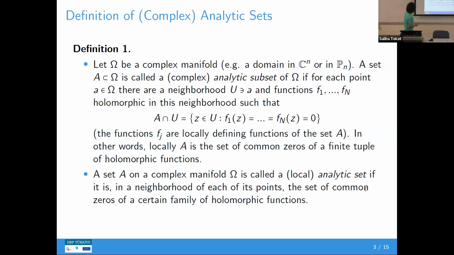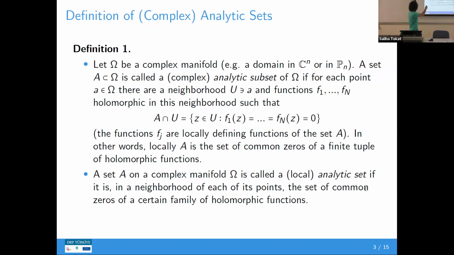Okay, let's start with the definition of an analytic set. What is a complex analytic set? They actually locally look like the zero locus of finitely many holomorphic functions. But what do we mean by zero locus? We take points from omega, find a neighborhood of that point, and then we look at this intersection, and we represent this intersection using the zeros of finitely many holomorphic functions.